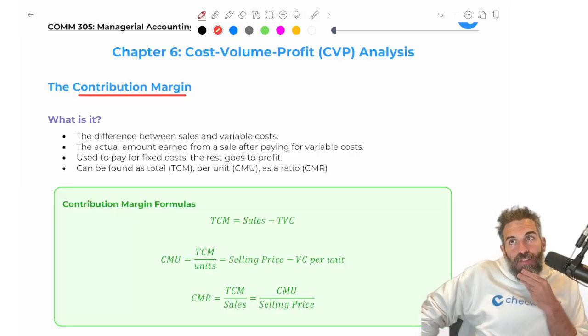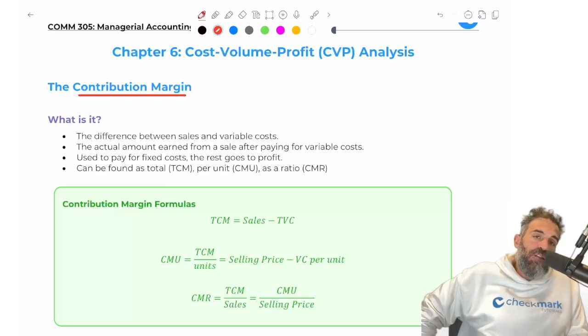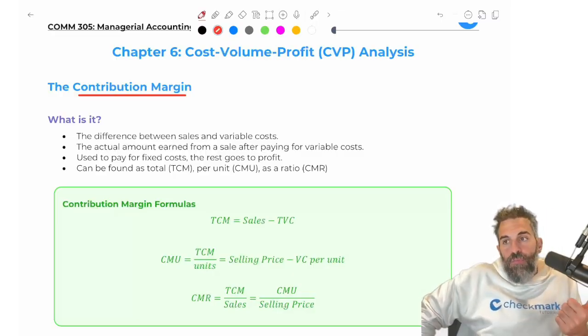We often think of sales as being the amount that we earn from a sale, like the selling price. So for example, if I sell a t-shirt and I sell it for $50, we think, okay, I made $50, but you didn't actually make $50. You didn't actually earn $50 because of your variable costs.